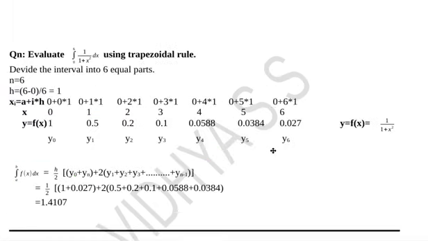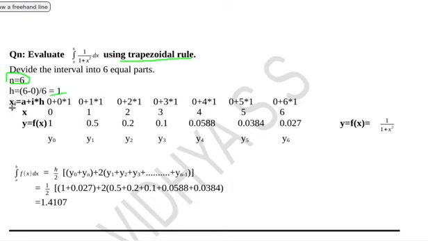So let's see an example. The question is: evaluate the integral from 0 to 6 of 1 by 1 plus x square dx using the trapezoidal rule, and divide the interval into 6 equal parts. This may be given in the question, otherwise you need to fix this n value. Here n is 6. So we can find h as upper limit minus lower limit divided by n. Here the lower limit is 0 and the upper limit is 6, so 6 minus 0 divided by 6, and I got the value of h as 1.